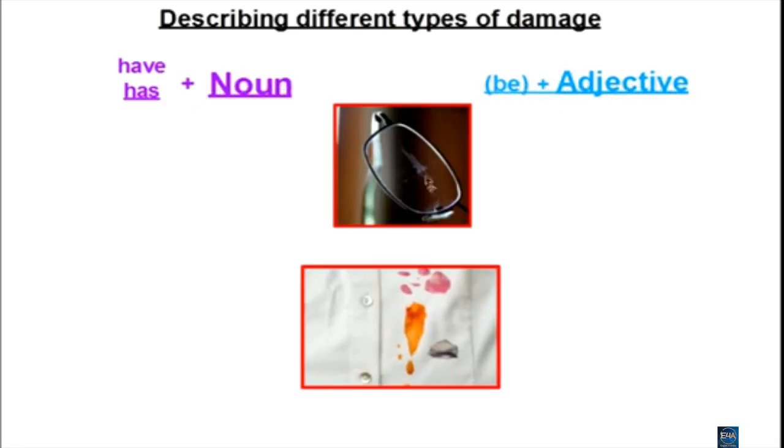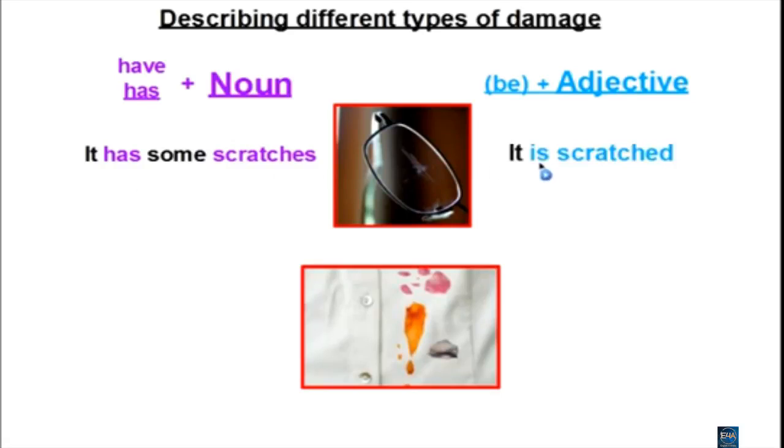So let's look. We remember these glasses that the woman supposedly bought. What was the problem? Well, you could say it with a noun. You could say, it has some scratches. Notice I'm using has and the noun, scratches. But I could also use an adjective to describe this damage, and I could say, it is scratched. So I could say it is scratched, or it has scratches.